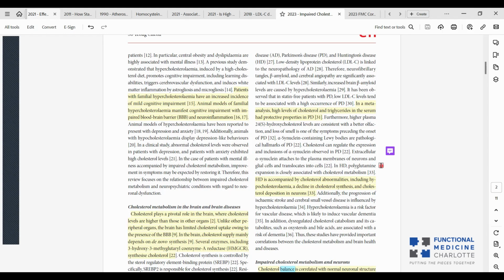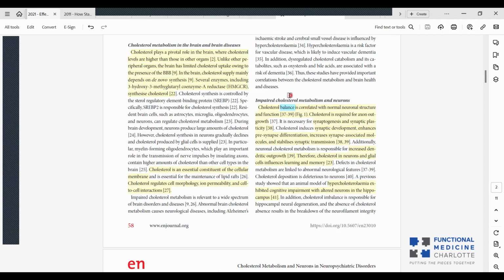So high cholesterol may be a triage theory adaptation by the body. Impaired cholesterol metabolism in neurons. I made balance blue because that's the key word. Cholesterol balance is correlated with normal neuron structure and function. Okay, so again, Goldilocks is key. We don't want too much cholesterol in the brain, and we don't want too little cholesterol in the brain. We want balance.